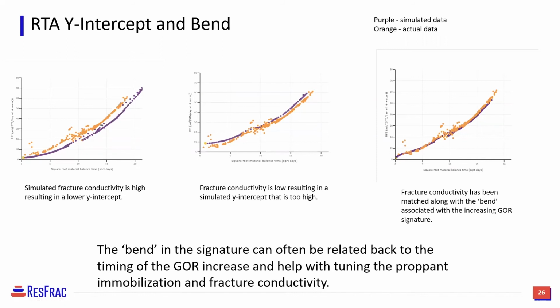Here we see that the simulated fracture conductivity is high in my simulated well, which is resulting in a lower y-intercept. Here, the fracture conductivity is a little low. I have decreased my proppant conductivity to look at this y-intercept. And finally, I got the fracture conductivity just right. I feel like Goldilocks and the three bears here a little bit, but along with the bend associated with the increasing GOR signature. So as the GOR goes up, we start seeing this increased bend.